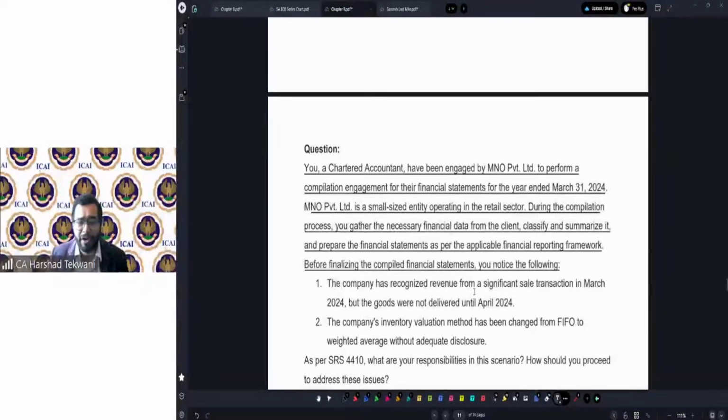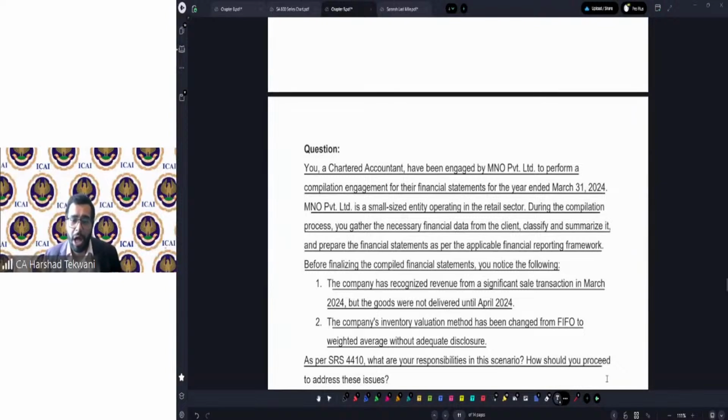The company has recognized revenue from a significant sale transaction in March, but the goods were not delivered until April 2024. The company's inventory valuation method has been changed from FIFO to weighted average method without adequate disclosures. As per SRS 4410, what are your responsibilities in this scenario? How should you proceed to address these issues? So tell me, what should we do in this scenario when it comes to SRS 4410 compilation engagements?